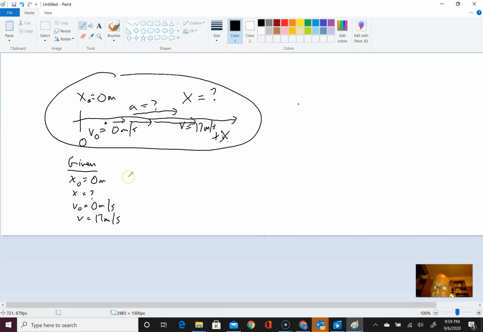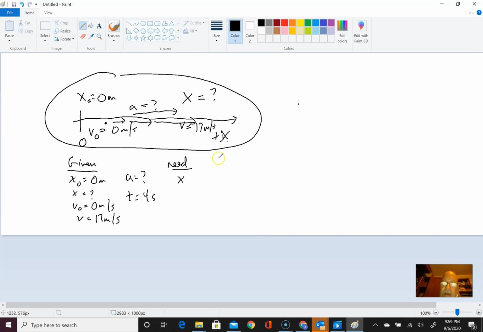Okay? And then I'll say my acceleration equals question mark. And then let's say the time of the motion is going to be 4 seconds. So we went from 0 meters per second to 17 meters per second in 4 seconds. And we want to find out how far we went. So we need x. That's my final position there. We didn't have it, and we're going to try and figure it out.